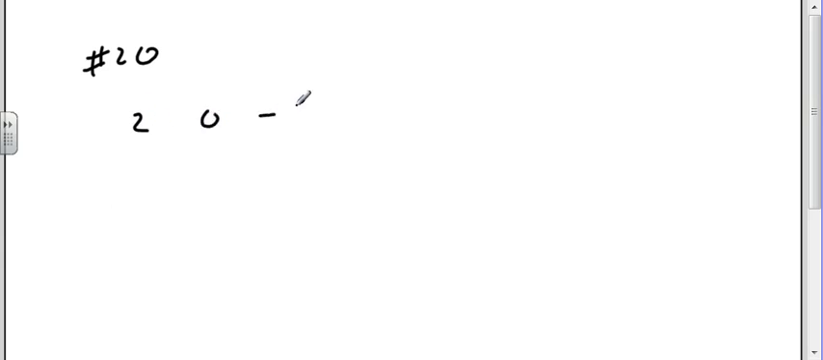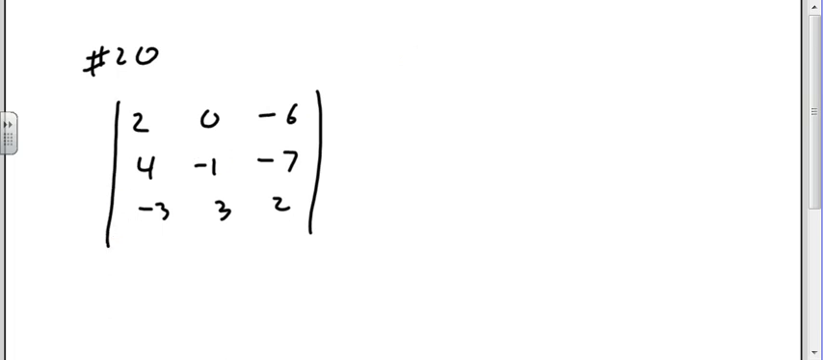Two, 0, minus 6, 4, minus 1, minus 7, minus 3, 3, 2. All right. Now, you can write the column and row over again, or you can remember that it's there. So I'm going to write it over again, but normally I wouldn't do that. I just remember that it was there.